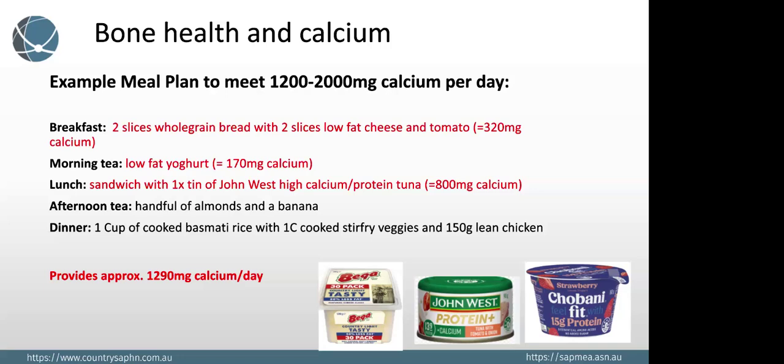The afternoon tea, handful of almonds, which has some calcium, not really worth counting, but it does have some, and a banana. And then dinner, they're having some basmati rice with stir-fry veggies, 150 grams lean chicken. That's just something healthy, protein rich that they're having. And majority of their calcium has come earlier in the day, and they are meeting that lower end of their calcium requirements of 1,290 milligrams a day.